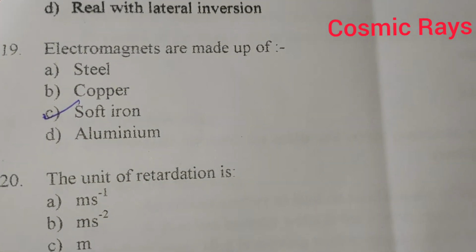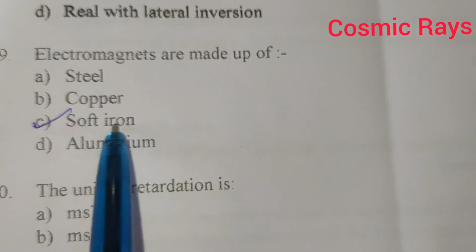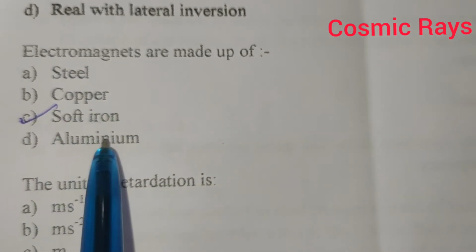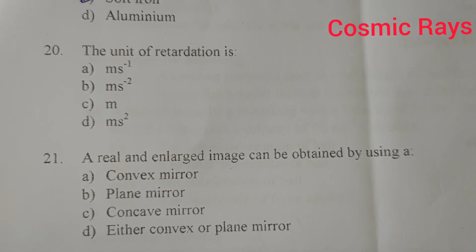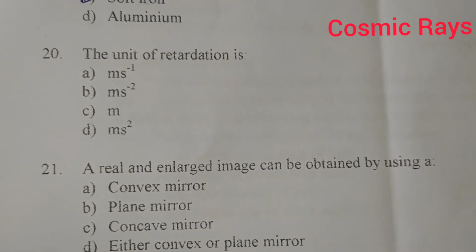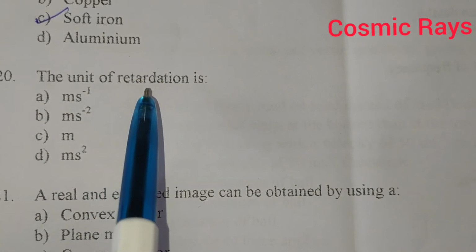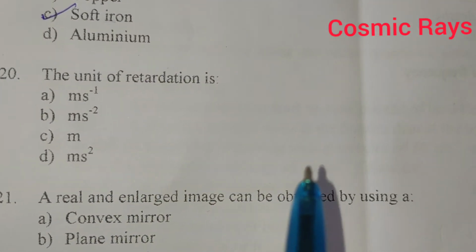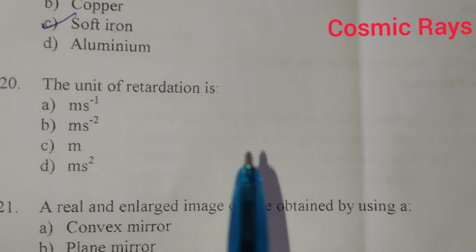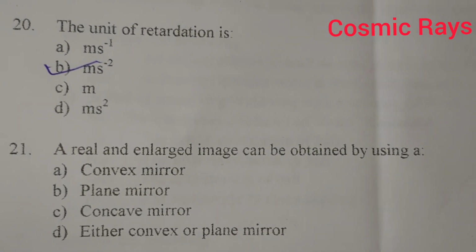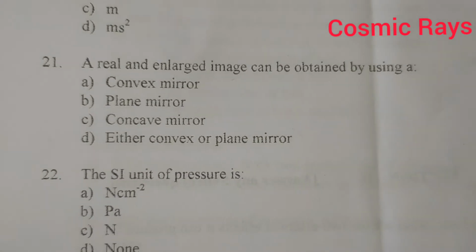So we can simply find option C to be the correct answer, that electromagnets are made up of soft iron. Now the next question says the unit of retardation is. We know that retardation is nothing but deceleration or negative acceleration. So it will have the same unit as acceleration, that is meter per second square.